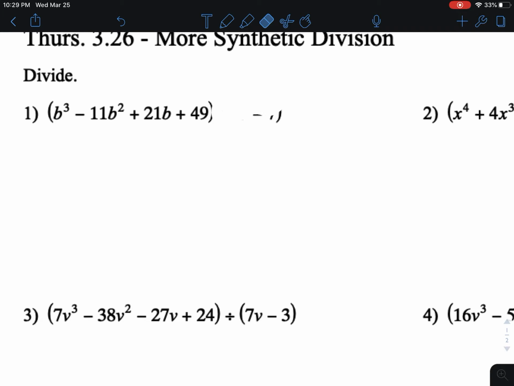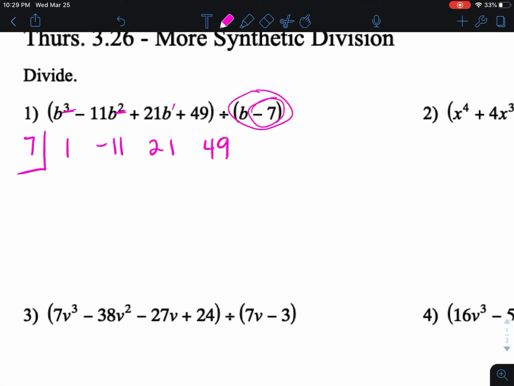If I look at my binomial, I notice that my b is all by itself, so no dividing needed. So I'm going to take the opposite of -7 and put a +7 on the outside. And then I'm going to write down all of my coefficients. And I've noticed there's 3, 2, b to the first, and then nothing. So I know I have all of my terms. I don't need any placeholders.